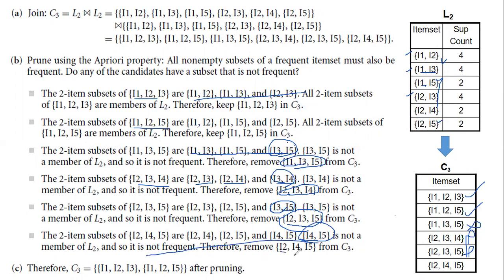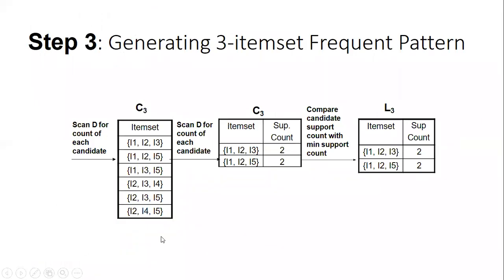So automatically I2, I4, I5 will be pruned from the C3. Out of 6, 4 are pruned and we are left with only 2. This is what I showed you in the previous slide. We had 6, but applying the Apriori property, we have reduced C3 to only 2.